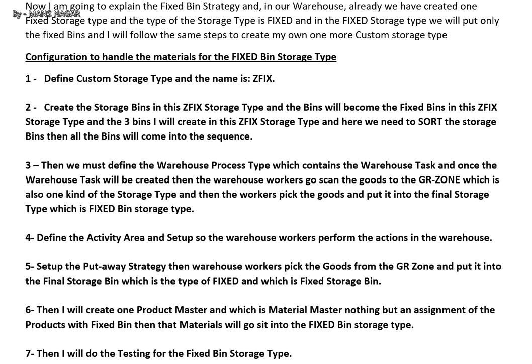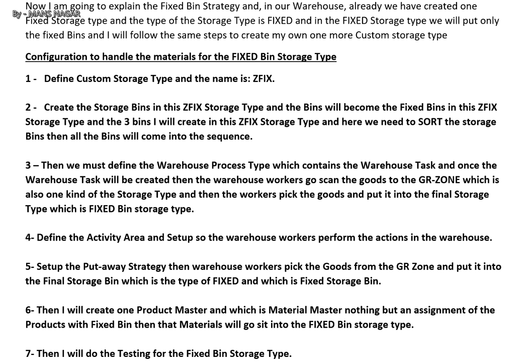In the second point, we need to create the storage bin in the ZFIX storage type, and the bin will become the fixed bin in the ZFIX storage type. So all storage bins will become fixed type storage bins. And I will create 3 bins in the ZFIX storage type. So in this storage type, I created a total of 3 bins. Then we do the sorting of the storage bins, then all the bins will become sequenced because we do the sorting. So I explained here as much as possible to make it more understandable.